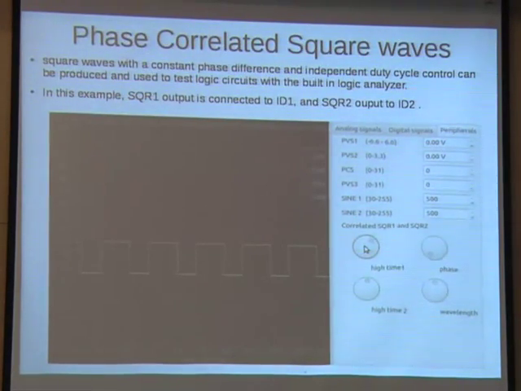Right, there are two phase-correlated PWM waveforms. Their frequencies can go up to 20 megahertz or so, and I can independently adjust the duty cycle of each waveform. These are used in motor control applications, by the way. The phase difference between each waveform can also be controlled. Here, for example, I'm changing the high time of each of them, the duty cycle, basically.